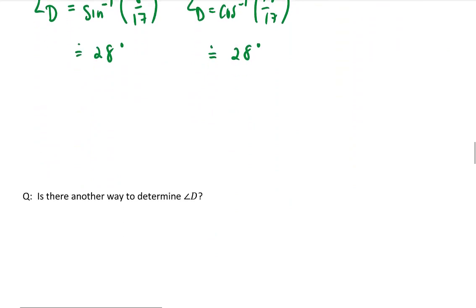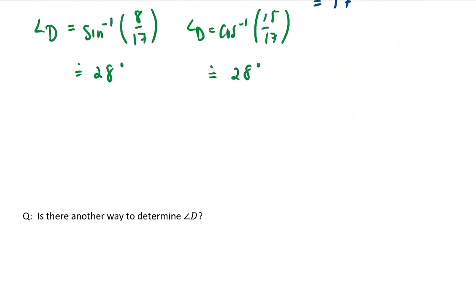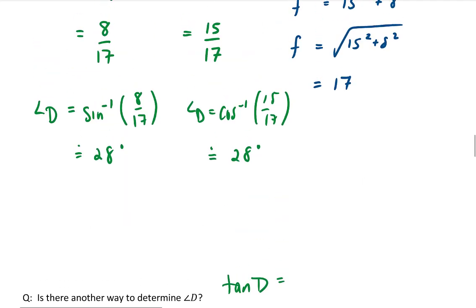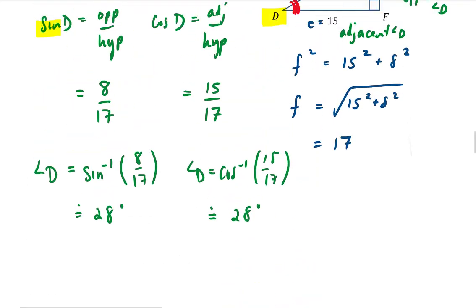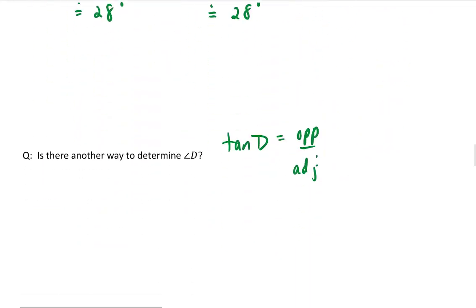Is there another way to determine angle D? Well, there sure is. We talked about the third way. We can do the tan ratio of angle D. And remember, tan is opposite over adjacent. So tan is the opposite side over the adjacent side. And the nice part about using tan is we didn't need the hypotenuse, so we didn't actually need to calculate it. And our opposite was 8 over 15.